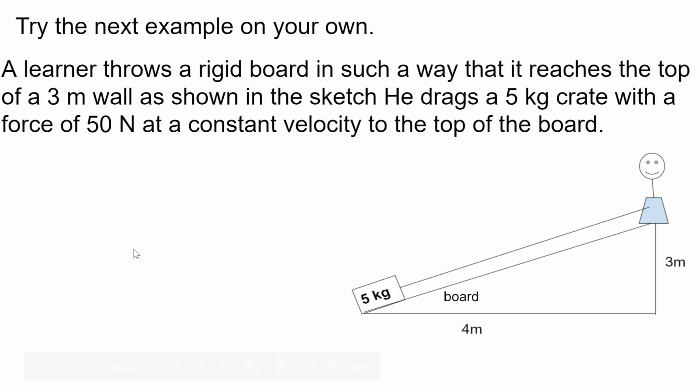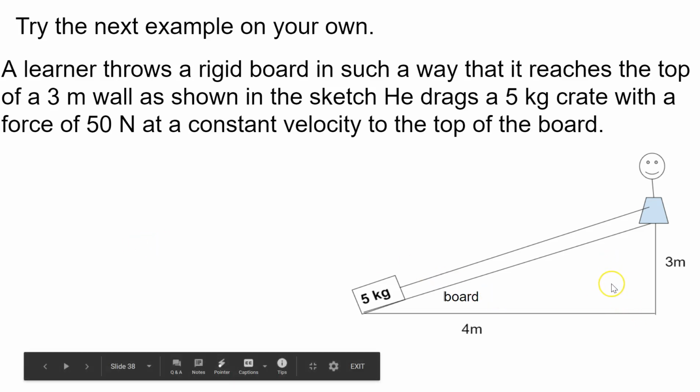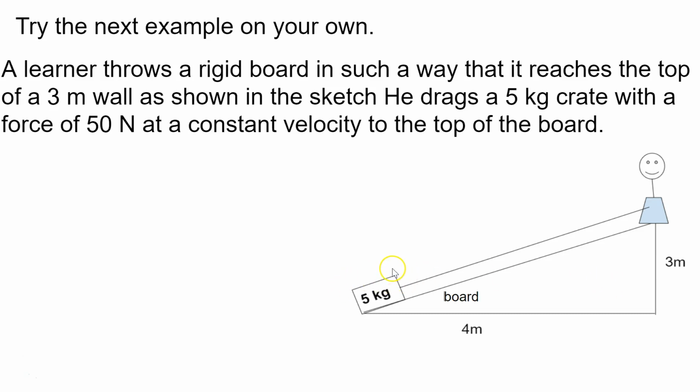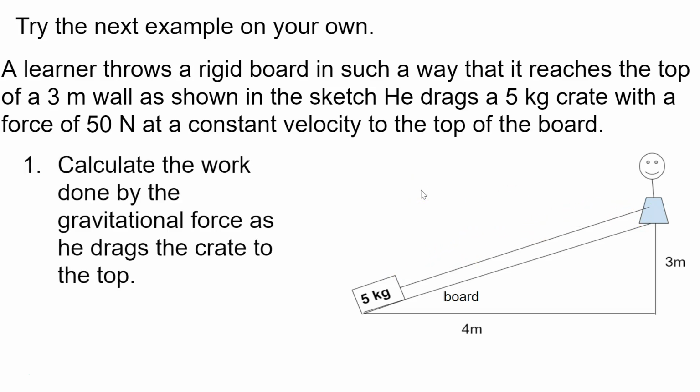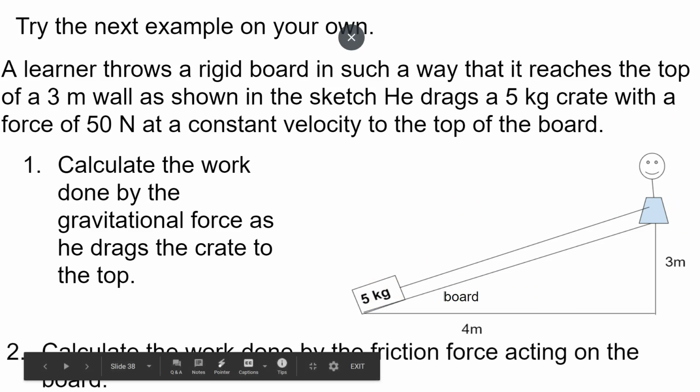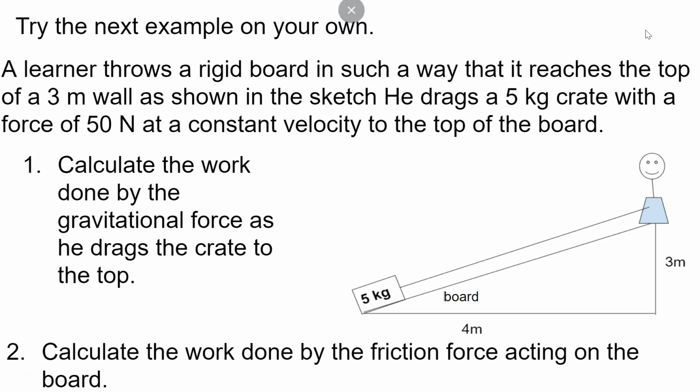Okay, grade 12s. Here is quite a tricky problem. See if you can handle this one. A learner throws a rigid board in such a way that it reaches the top of a 3-meter wall as shown in the sketch. He drags the 5-meter crate with a force of 15 newton at a constant velocity to the top of the board. First, I want you to calculate the work done by the gravitational force as he drags the crate to the top. And then I would like you to do the work done by the frictional force that is acting on the board.